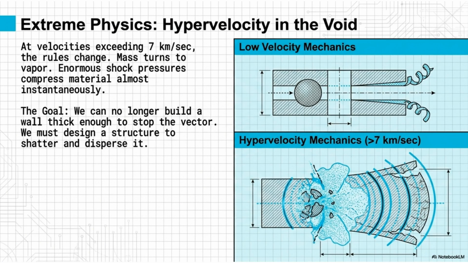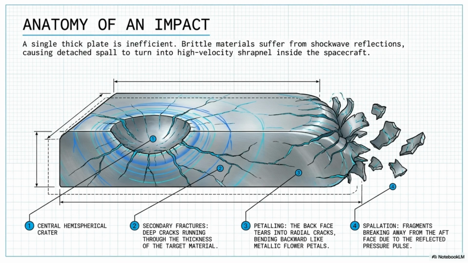Moving to extreme physics, at velocities exceeding 7 km/sec, mass turns to vapor due to enormous shock pressures. The goal is no longer to build a thick wall, but to design a structure that shatters and disperses the vector. The anatomy of a hypervelocity impact shows that a single thick plate is inefficient. Shockwave reflections can cause spallation, turning detached material into high-velocity shrapnel inside the spacecraft.